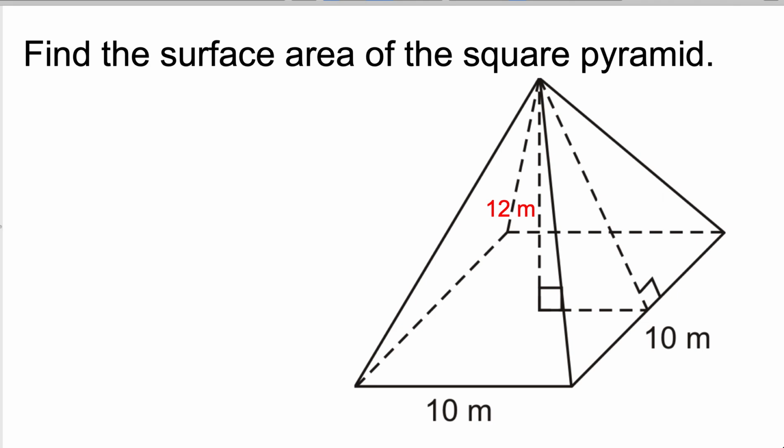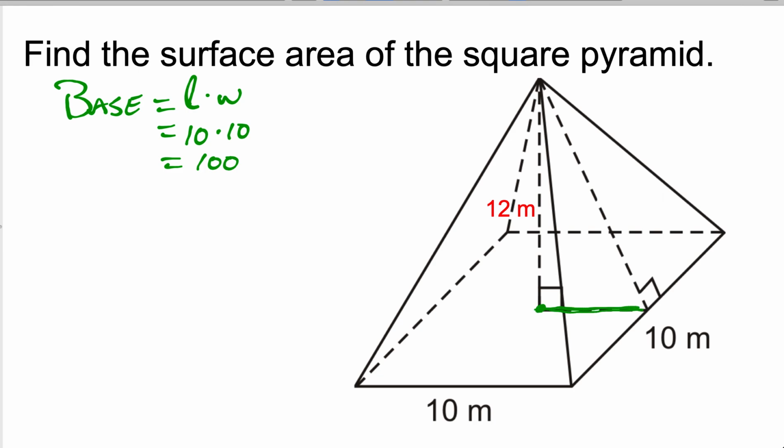So the surface area, first thing I need on here is the base. The base in this case is a square, so it's length times width, and that's 10 times 10, which is 100 square meters. Now I need this triangle here. Since this is a square, this is sitting directly in the center of the base. So that's halfway across. Here's the other half right here in case you didn't know. So if the side length is 10, that's 5.